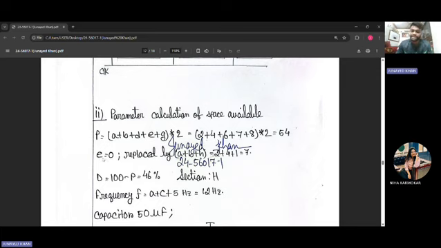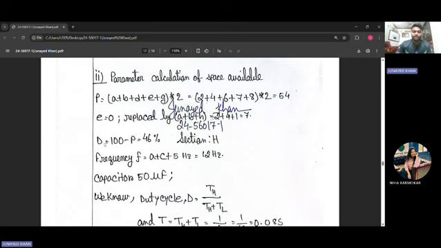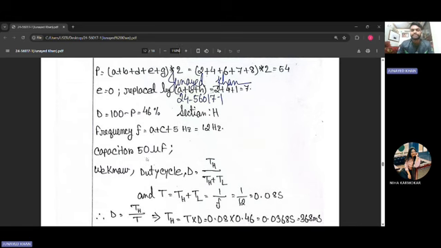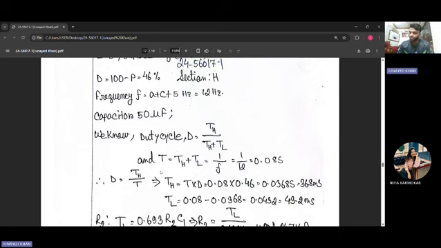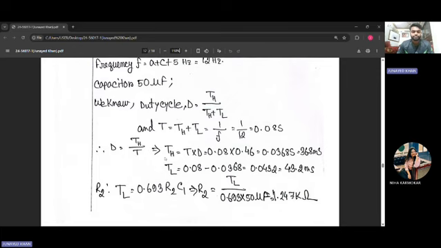In my ID, E is equal to 0, that's why we have replaced E by A plus B plus H, which is 7. Then the duty cycle D will be 100 minus P, which is equal to 46%. And the frequency F is A plus C plus 5, which is 12 Hertz. Capacitor equal to 50. We know that duty cycle D is equal to T_H divided by T_H plus T_L, and T is equal to T_H plus T_L, which is 1 by F. Since F is equal to 12, 1 by 12 is equal to 0.08 seconds.